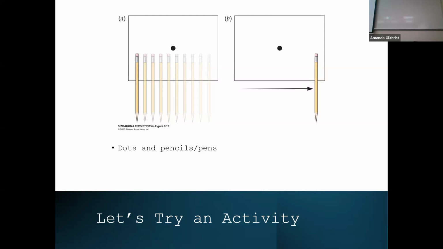Go ahead and use your circle. So here's what we need. We need something with a circle on it and something that is long and pointy, like a pencil, a pen, your index finger. Please don't pick your middle finger. That is not appropriate for this class.